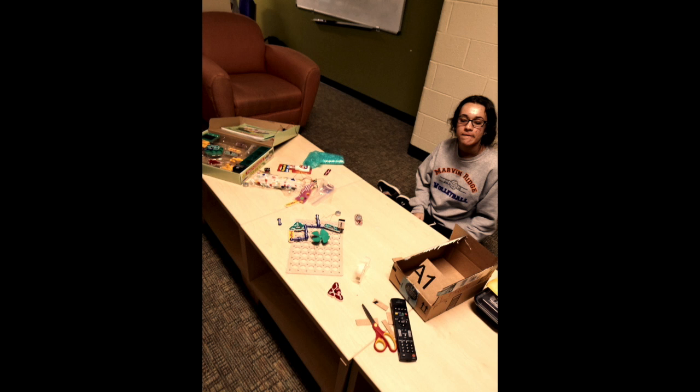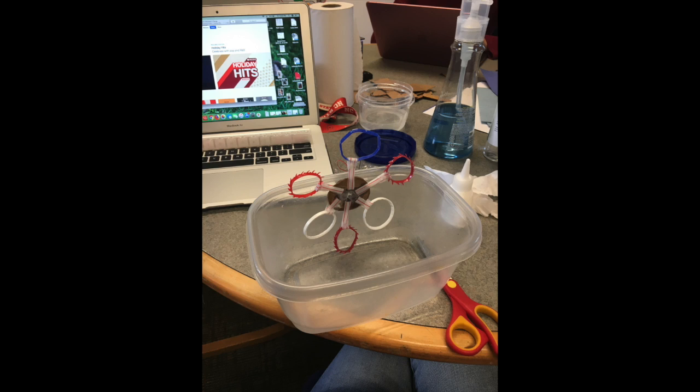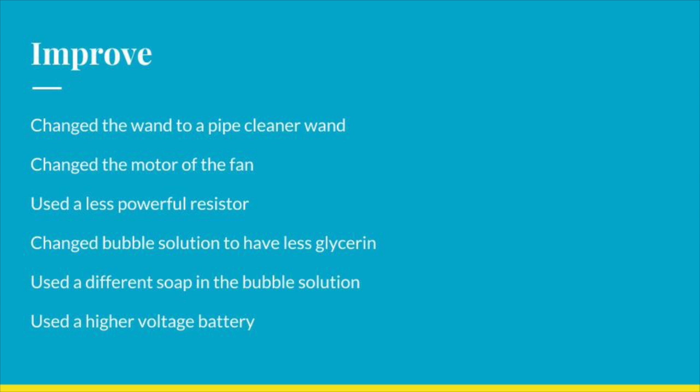We used a parallel circuit in order to reduce the current flowing through the circuit. We also used, for the bubble solution, Method soap, water, and a lot of glycerin. For the improved stage, we changed the wand to a pipe cleaner wand because the bottle cap wand fell apart due to the solution interfering with the tape on the straws.